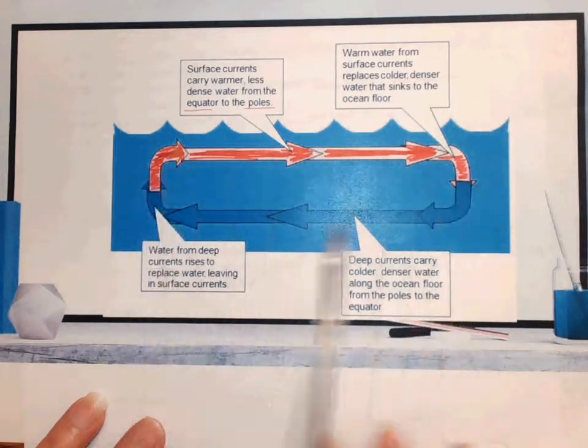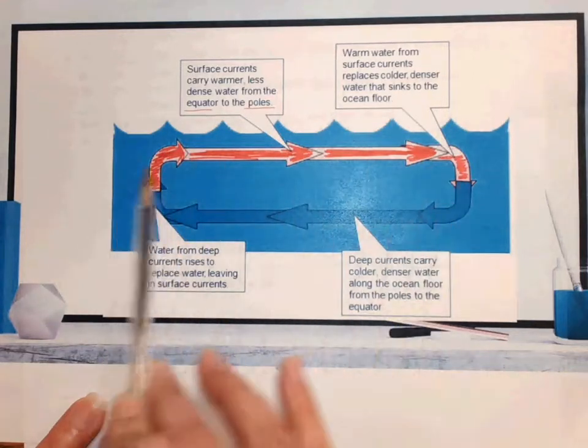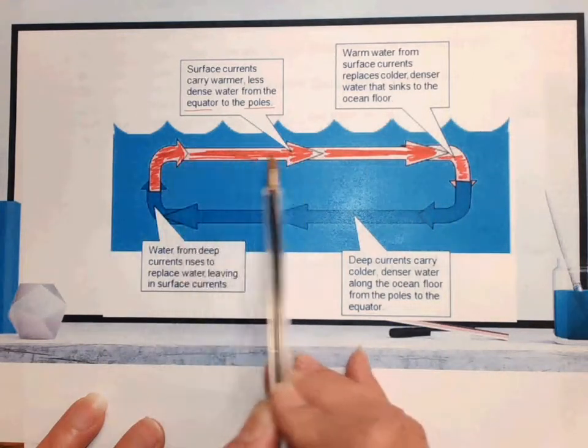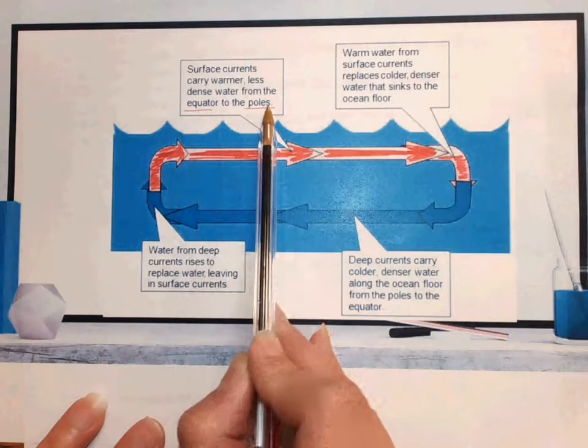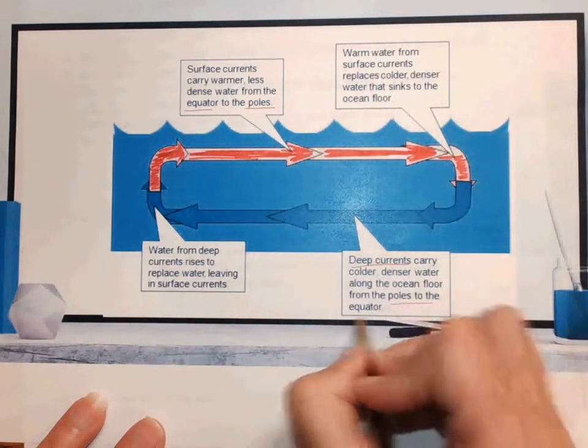So we're still having these convection currents. So even in the ocean, these currents are happening. Our surface currents are moving from the equator to the poles. Our deep currents are moving from the poles to the equator.